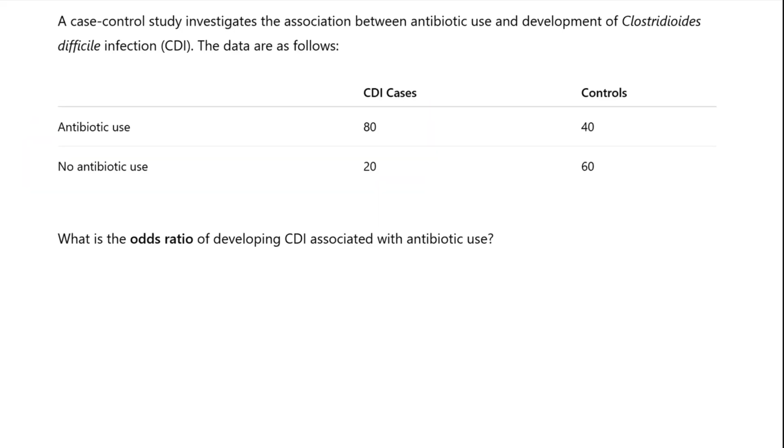Now let's do a practice question. You guys can pause the video and do this question yourself. But we have a case control study that investigates the association between antibiotic use and the development of C.